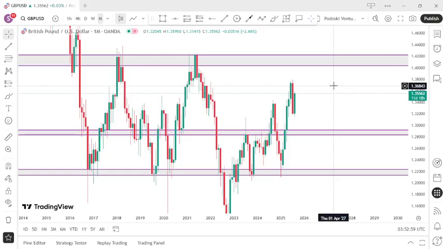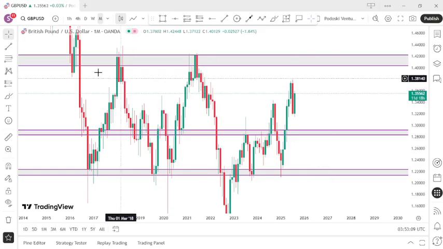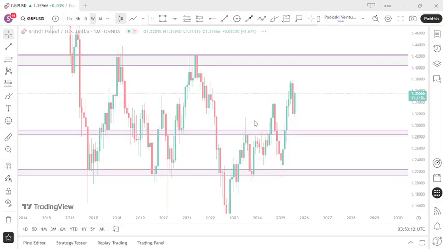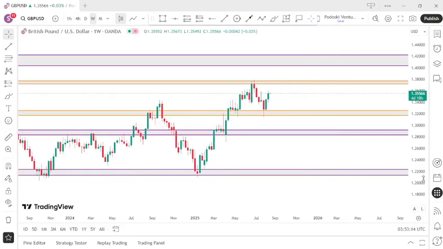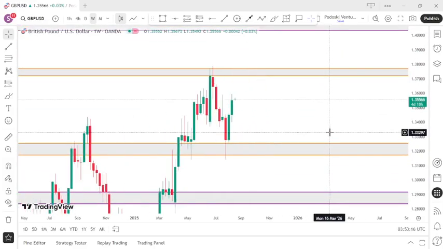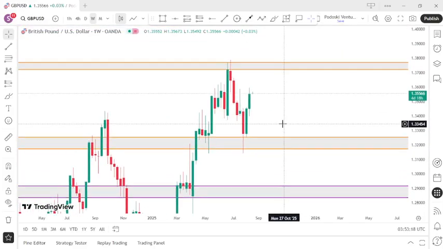So what you are going to do is the top down analysis and find out why we are selling on GBP USD. So let's go to the weekly and find out why we are selling GBP USD instead of buying, even though that's the direction of the market.